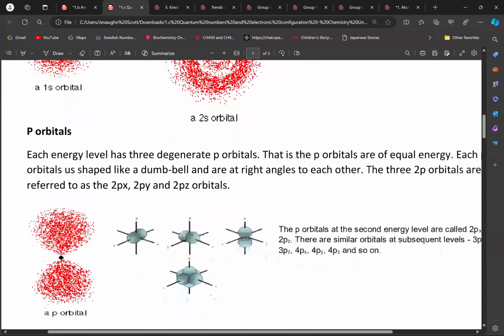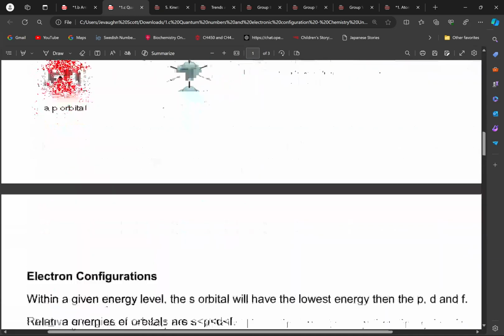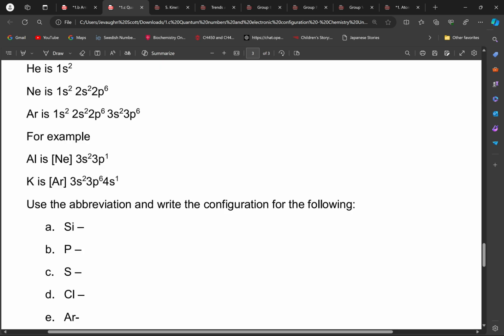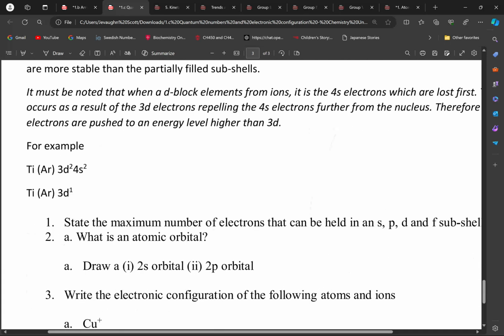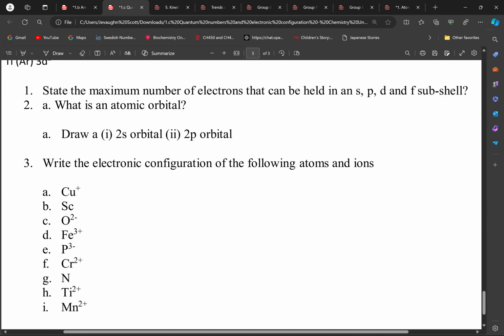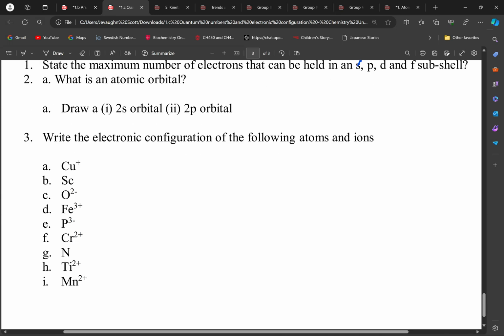All right. Going once. Going twice. All right. Back to the questions in which we're looking. Let's get back to these questions down here. Write the electronic configuration for the following atoms and ions. For the copper plus atom, could somebody have a go at that?